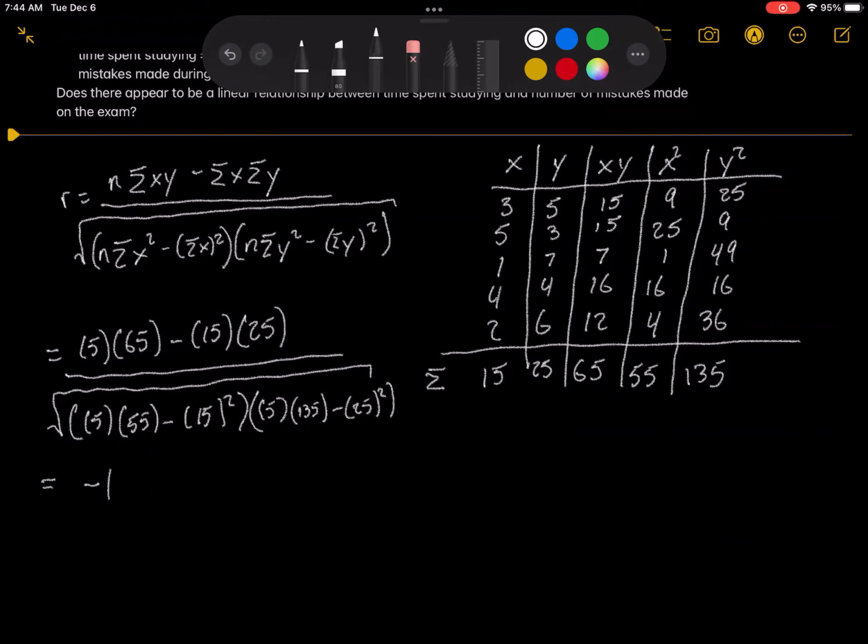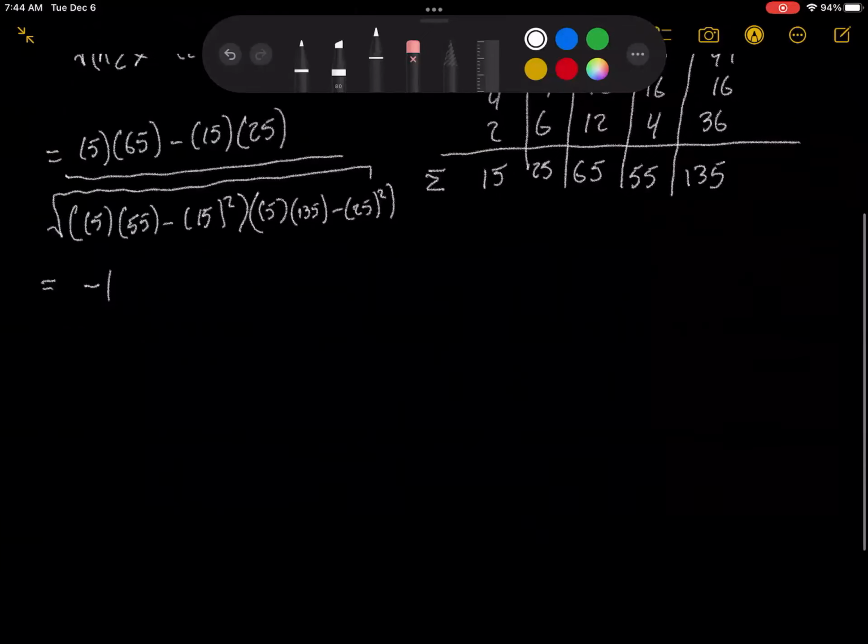you're going to find a correlation value of exactly -1. So actually, this data set has perfect negative correlation. So as your time spent studying increases, the mistakes made during the exam should decrease. And we have perfect negative correlation. So that almost never happens.